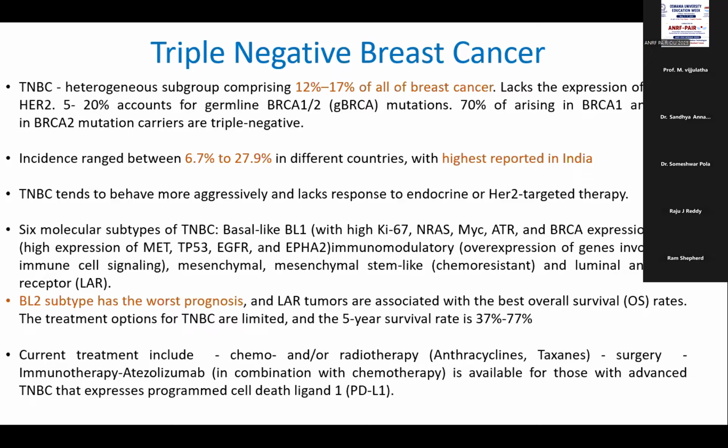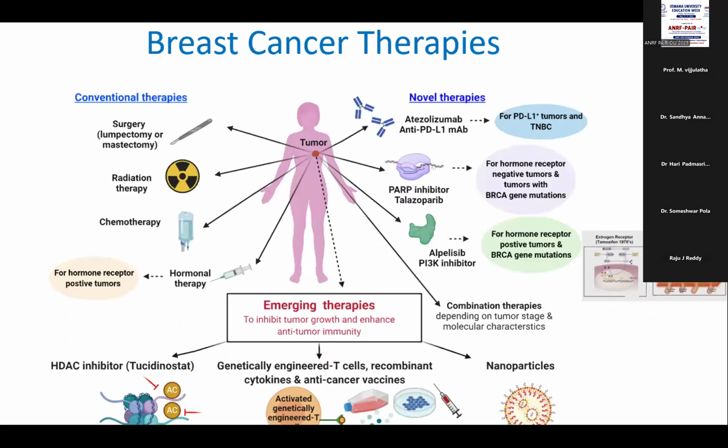And TNBC tends to behave more aggressively compared to other subtypes because of lack of the three important receptors, that is estrogen receptor, progesterone receptor, and HER2 receptor. Because of lack of these three receptors, they have limited therapeutic options. And among the TNBC, there are several molecular subtypes, majorly 6 subtypes. And since the treatment options are limited, the 5-year survival rate is also very low, that is from 37 to 77%.